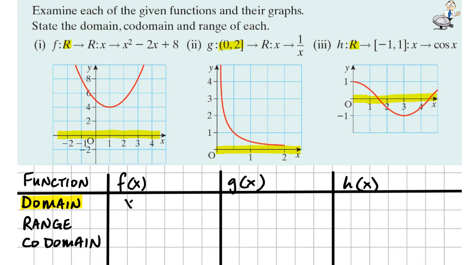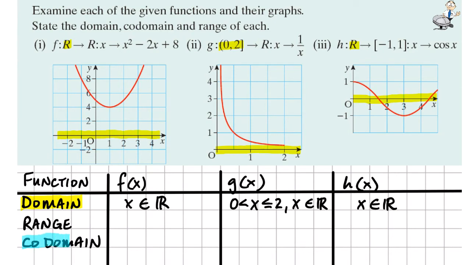So in function f, for instance, we see the domain are all real numbers. In function g, it's between 0 and 2, but x doesn't include 0 but does include 2, and x are real numbers. And in function h, again, it's all real numbers. I'm going to skip to the codomain next.